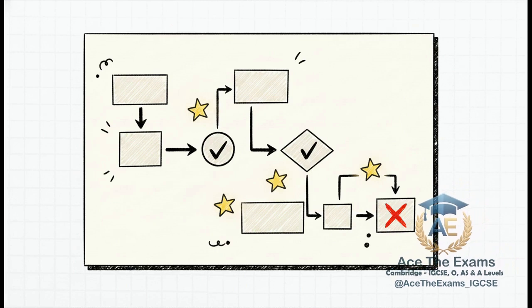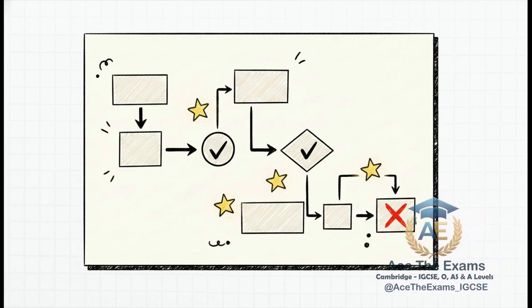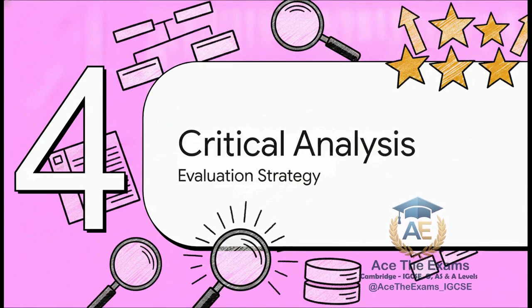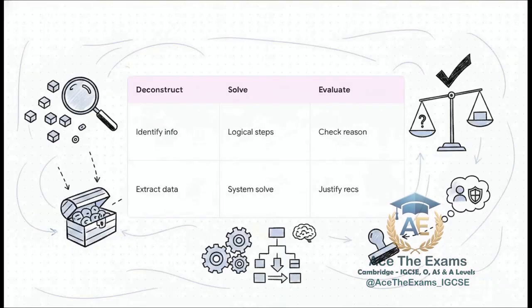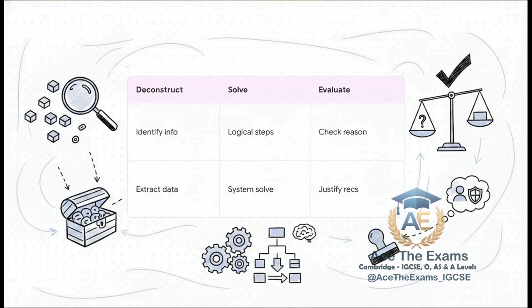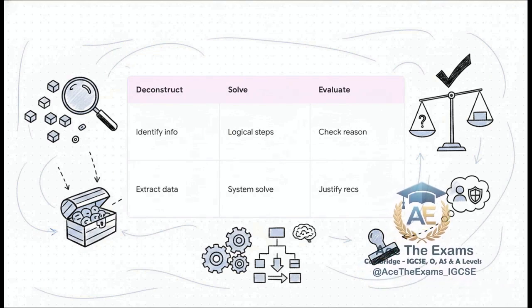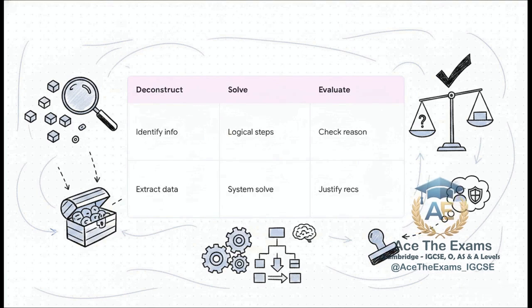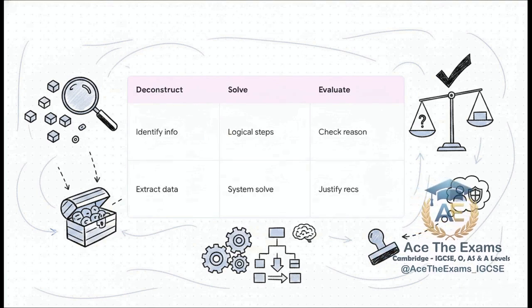Remember, the exam is a game of accumulating marks, and method marks are your ultimate safety net. Finally, Section 4, Critical Analysis Strategy. Treat this matrix like your own personal quality control system. Deconstruct, solve, evaluate. You start by identifying the info and extracting data. Then you break it into logical steps and solve it.